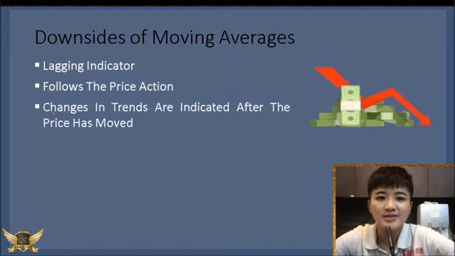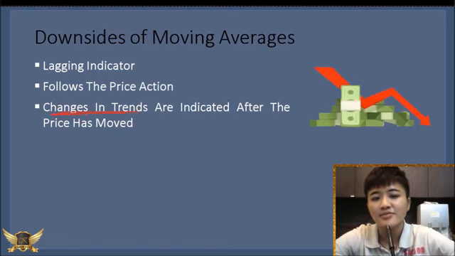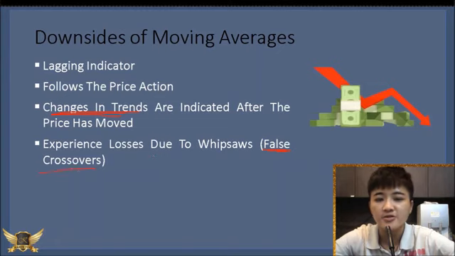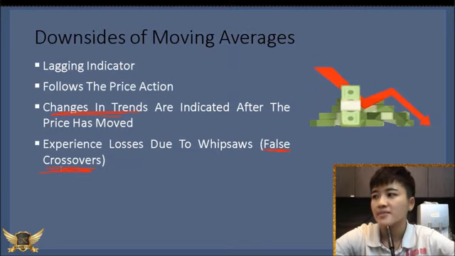From the example just now, you already see that only after the price has moved, then the moving average would start to respond to the change in trend. By the time you go in, it's already a little bit too late. It will give you false crossovers. It doesn't mean that when you see a smaller moving average crossing the larger moving average, you should start to buy or sell. Because just like false breakouts, you also have false crossovers.